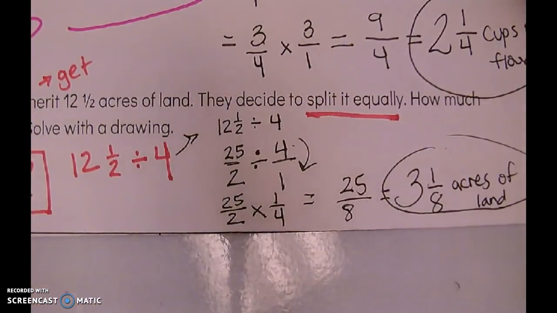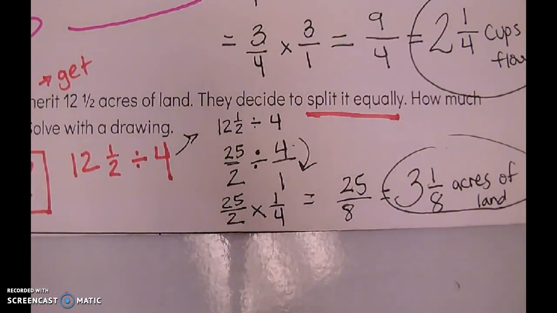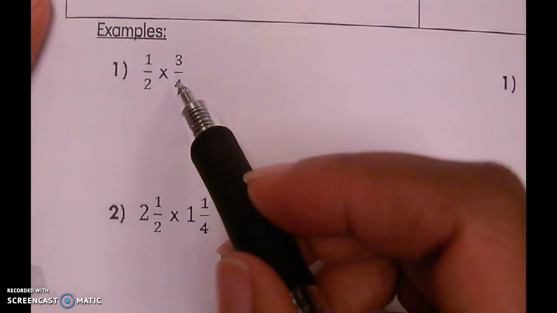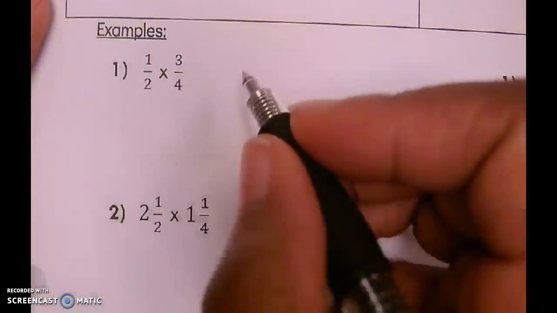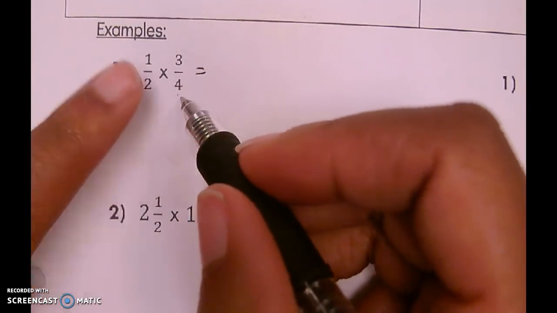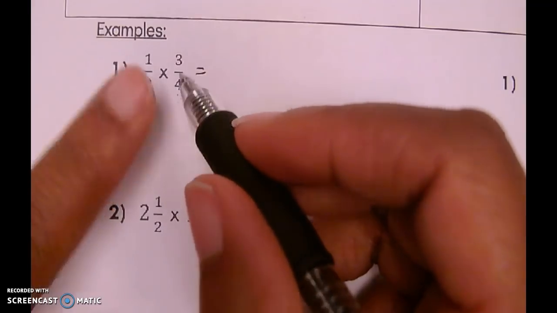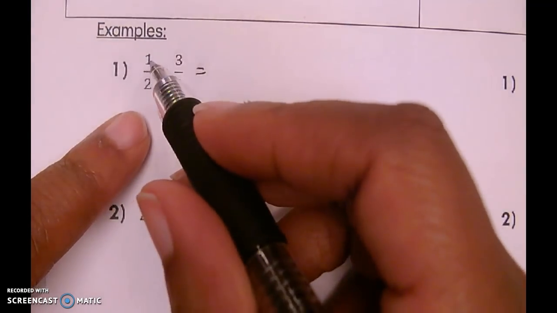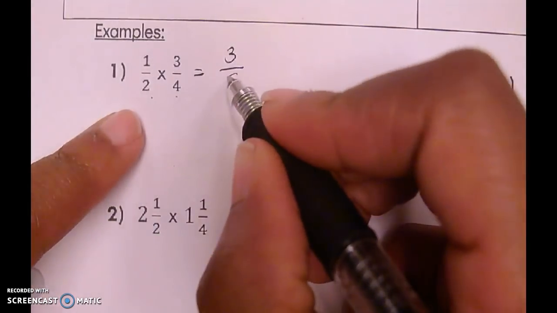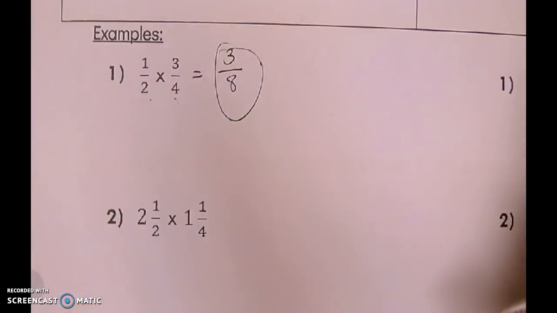Now, if you didn't catch it that time, we're going to solve a few more example problems below. So, let's look at this first example. Basic multiplication. I'm going to multiply straight across since I have no mixed numbers to convert or no whole numbers to change. So 1 times 3 is 3. And 2 times 4 is 8. So my final answer is going to be 3 over 8.